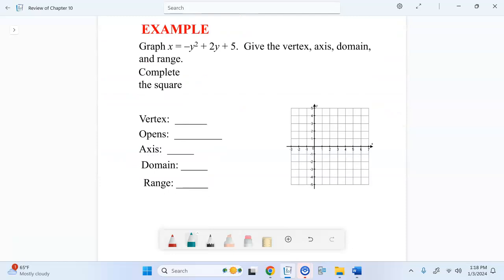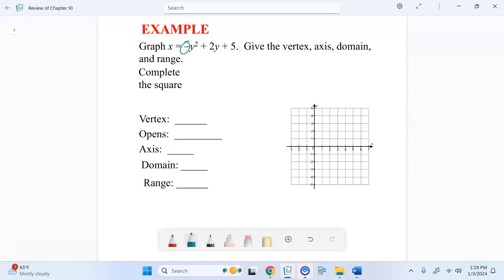Now this one isn't in vertex form, it's in general form. So we have to get it into vertex form. What's the process that we use to go from general to vertex? What's the thing we've done like 3 times today? Completing the square gets us into vertex form.